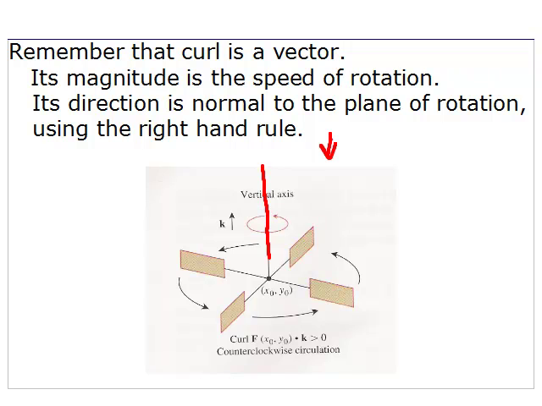And then if the vector field has a curl to it, this paddle wheel will turn either clockwise or, in this case, counterclockwise, and the vertical axis will be perpendicular to the plane of rotation, and its length would be the magnitude, how fast it's spinning.